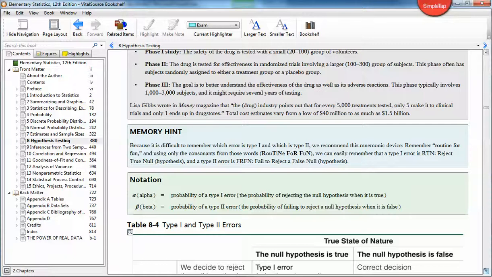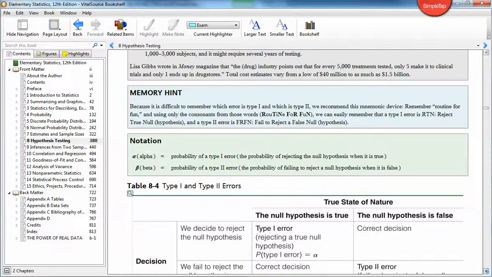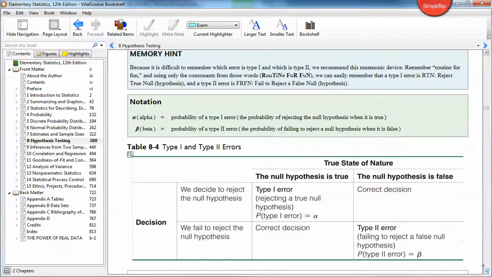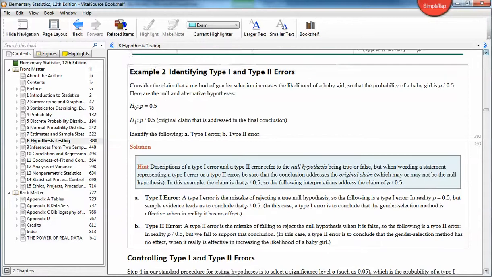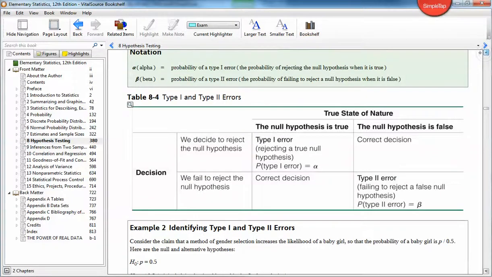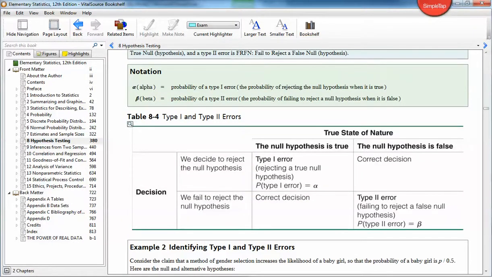And that's really the last important topic that's covered in 8.2. Here's a nice little table here that kind of summarizes everything.